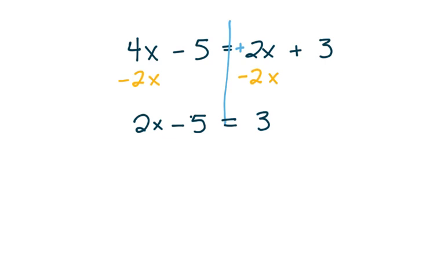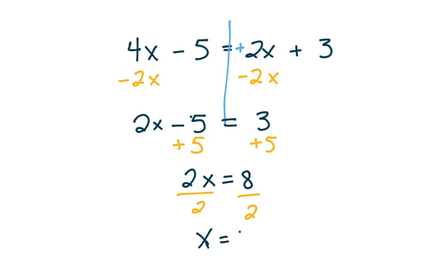And now it's just a two-step equation like we just did before. So I'm going to go ahead and add 5 to both sides, which leaves me with 2x equals 8. And then I'm going to finish by dividing by 2 to get x equals 4.